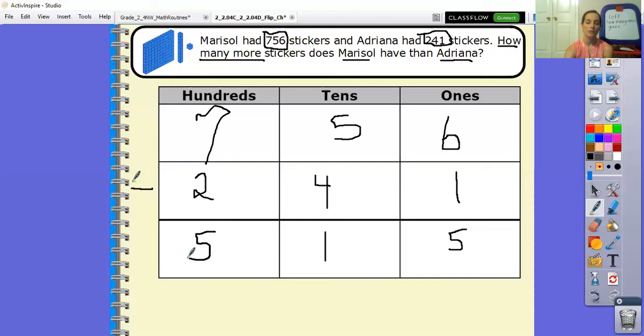It is just the same as using our 2 digits. We're just adding another place value with the hundreds. So you're still starting at the ones and moving all the way across until you have answered. So we have found out that Marisol has 515 more stickers than Adriana. Okay, awesome.